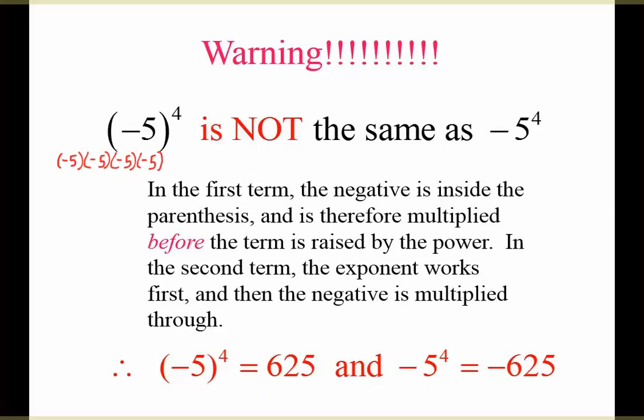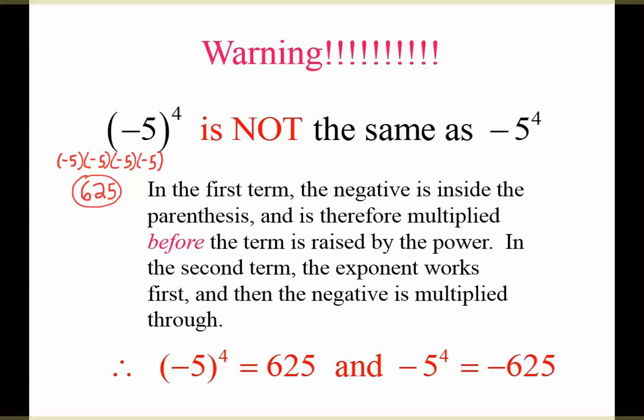And then we can count up, is it an odd number of negatives or is it an even number of negatives? In this case, we have 4 negatives. 4 is an even number. It's going to produce a positive answer. And that's why we end up with the positive 625.